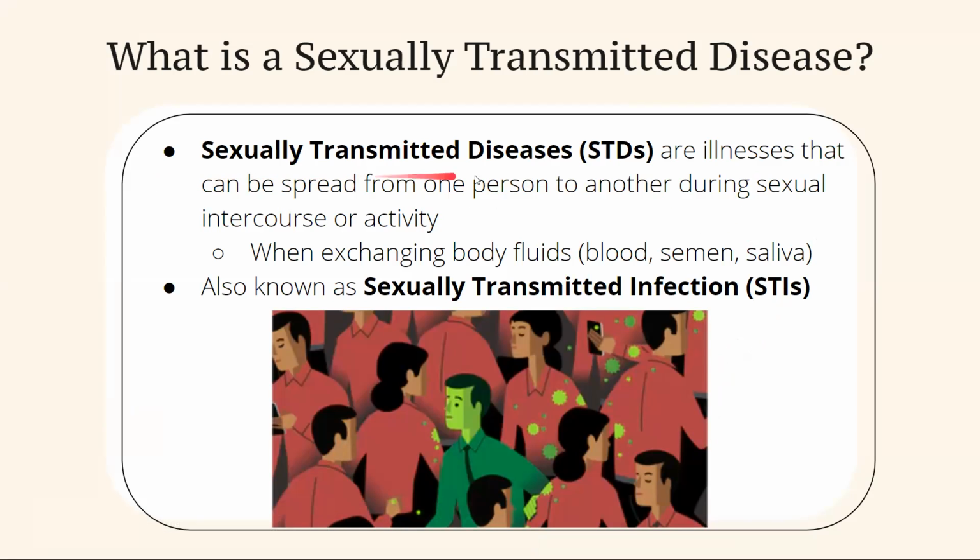Well, sexually transmitted diseases, also known as STDs for short, are illnesses that can be spread from one person to another during sexual intercourse or activity. That includes oral sex, anal sex, and especially vaginal sex. Basically, these are diseases that get transmitted whenever you're exchanging body fluids, including blood, semen, saliva, even breast milk.